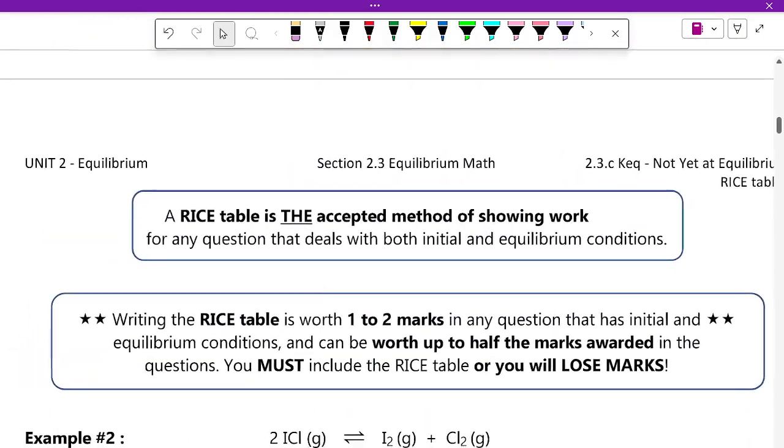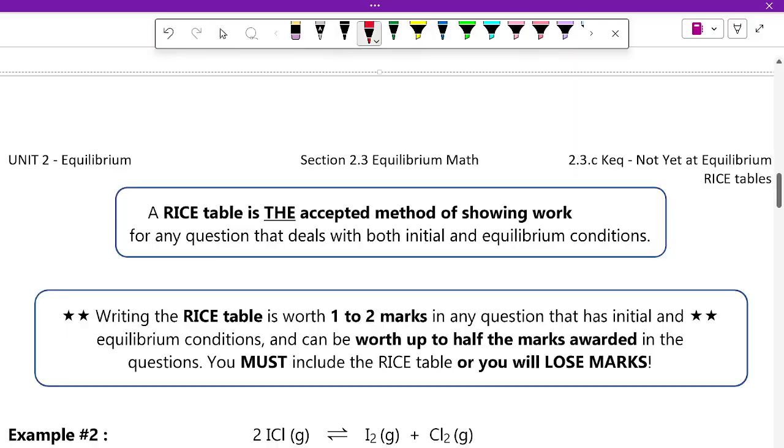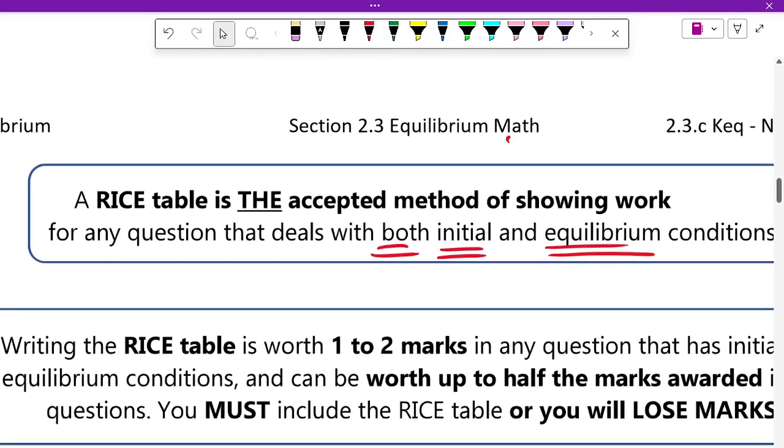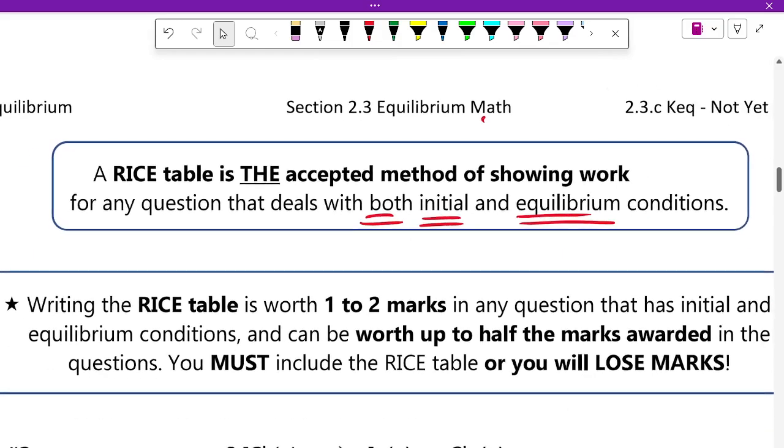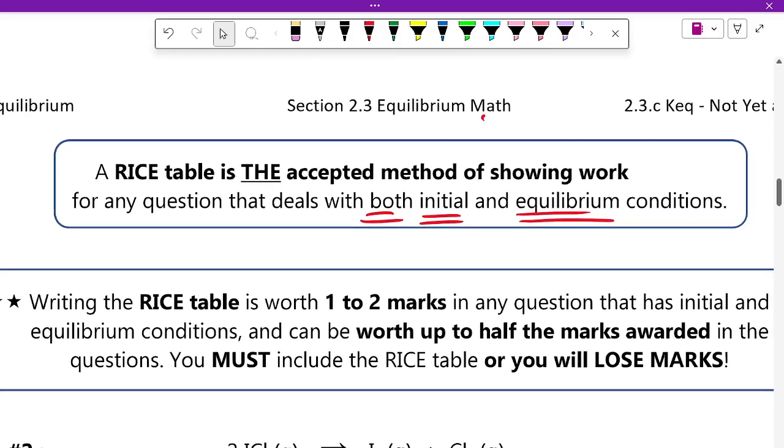Okay, the rice table is the accepted way of showing work for any questions where you have both initial and equilibrium conditions. If you're just at equilibrium, then just chuck the numbers in and don't use a rice table. But if you are not at equilibrium, then you're going to use a rice table because we've got that I for initial and E for equilibrium.